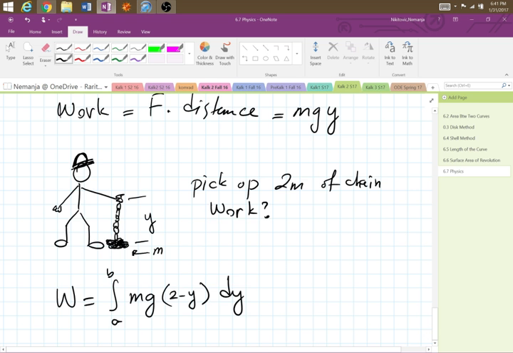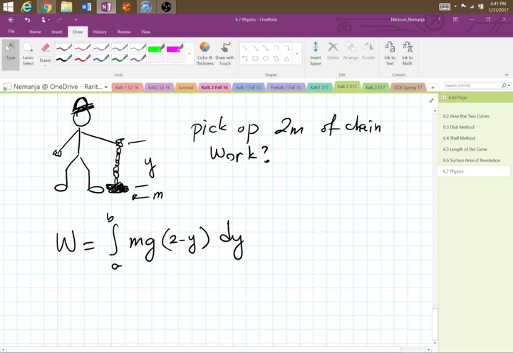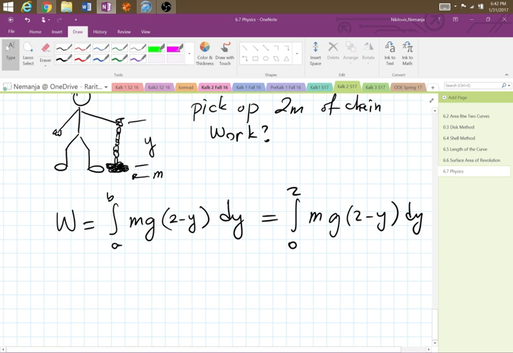And the beautiful thing about the limits is that you don't actually have to lift the whole thing. You can lift a half, you can lift whatever. That's going to give you 0 to 2 over here. Whatever the mass times G times 2 minus y dy, and you just compute for lifting the entire chain.